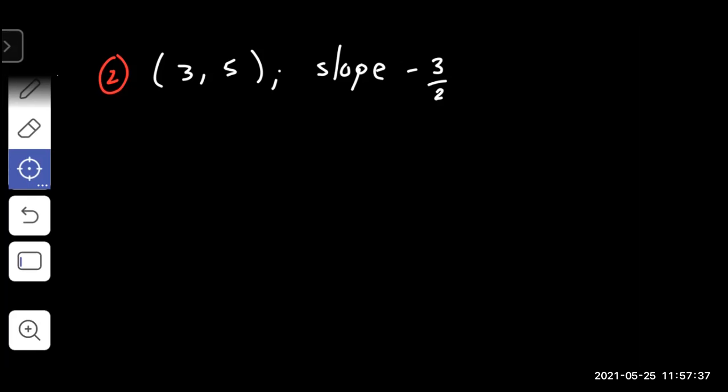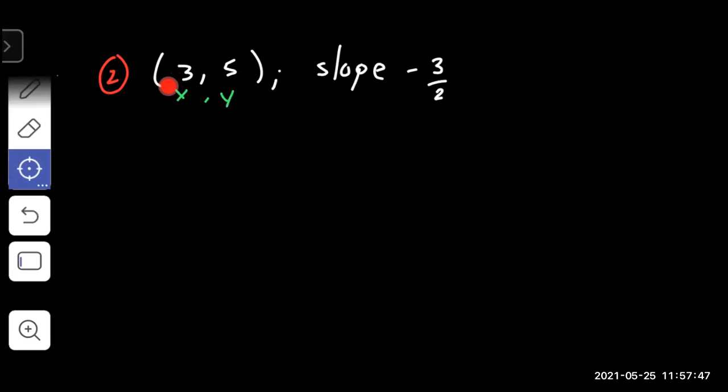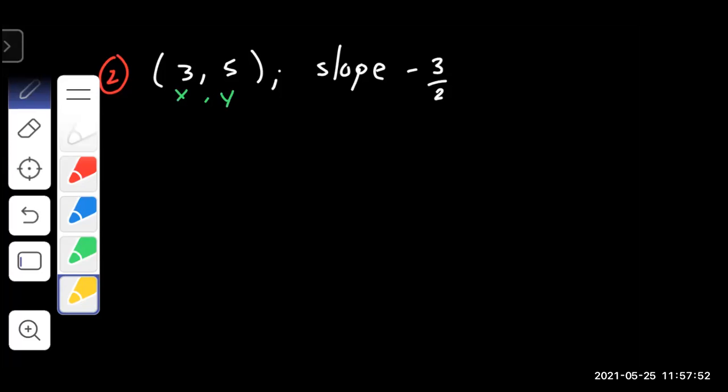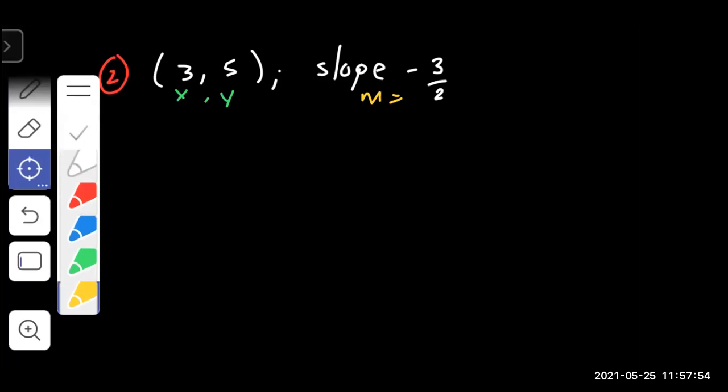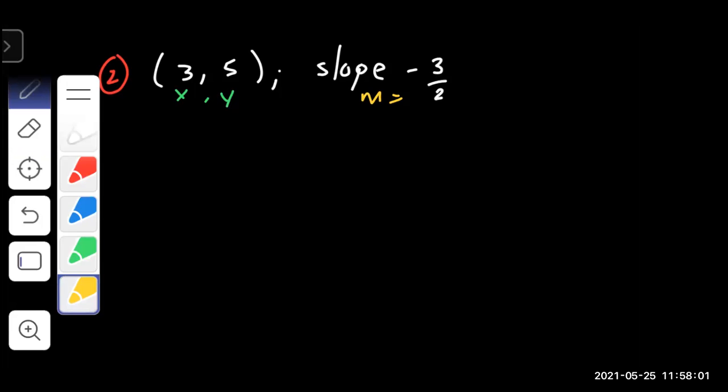Simple. Identify what you have. This is a point, and in a point we have x comma y, right? And what is the slope? The slope is m. Instead of a slope, we have m. This is the information we have: the point x comma y and the slope m, negative 3/2. What is the slope-intercept form? How do we write that? y equals mx plus b, right? This is the general form that we use.